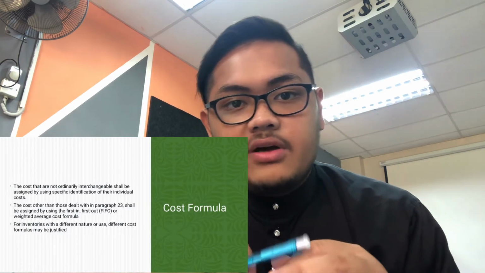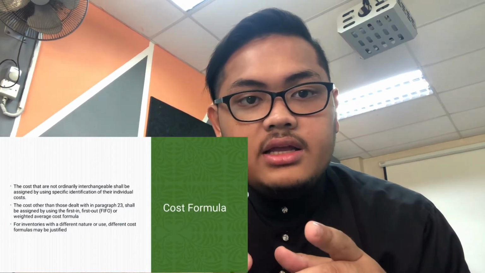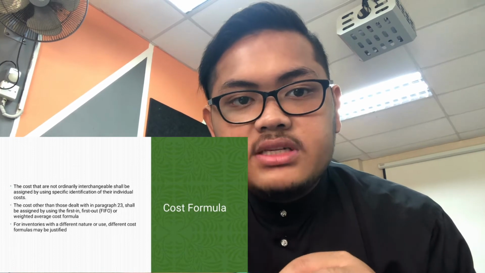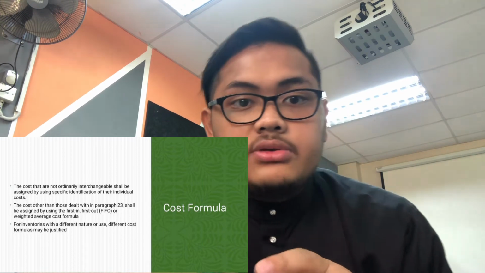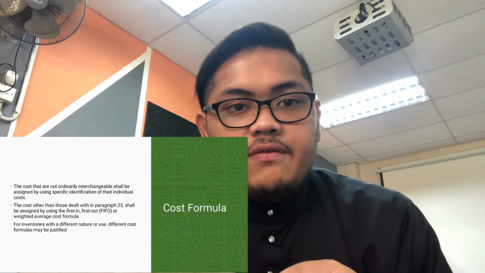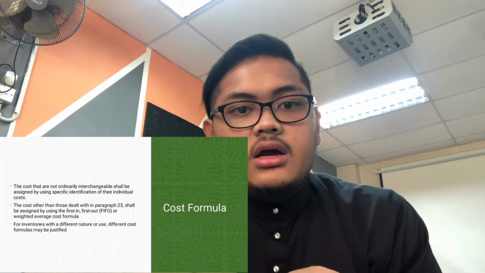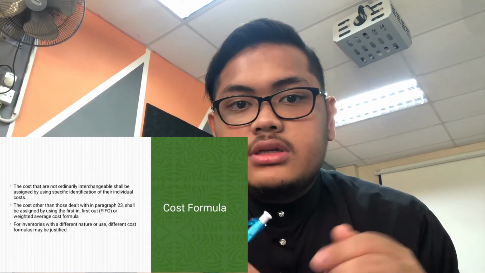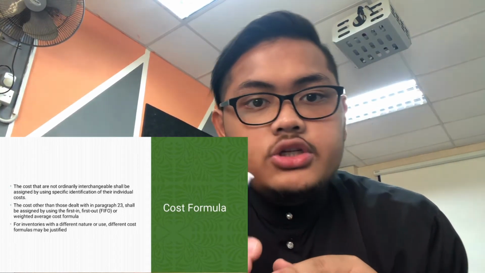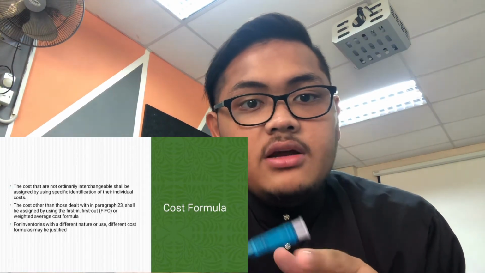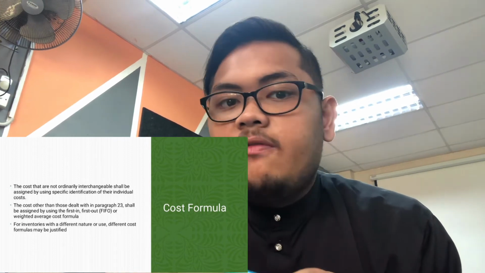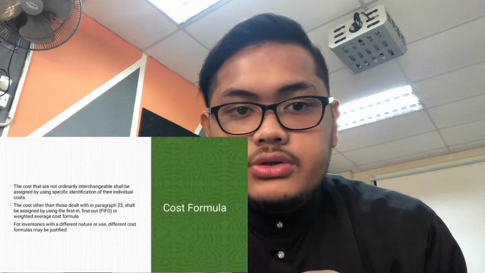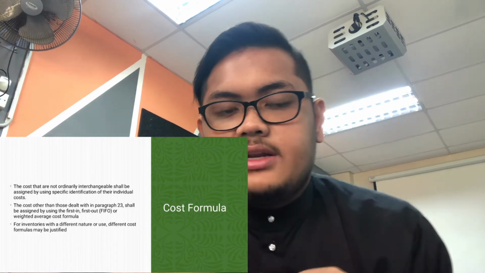The cost of inventories of items that are not ordinarily interchangeable, and goods or services produced and segregated for specific projects, shall be assigned by using specific identification of their individual costs. The cost of inventories other than those dealt with in paragraph 23 shall be assigned by using the first in, first out, which is FIFO, or weighted average cost formula. For inventories with a different nature or use, different cost formula may be justified. And the last method is net realizable value.